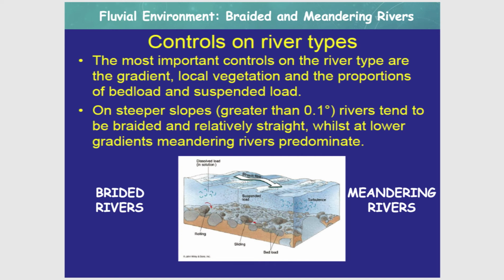So if we move into the braided river systems and we start talking about them, we need to look at the controls. So what happens in river systems that is different from the alluvial deposits. The most important controls on the river type are usually the gradient, so the slope, and the presence of vegetation, and also the proportions in terms of bed load and suspended load.